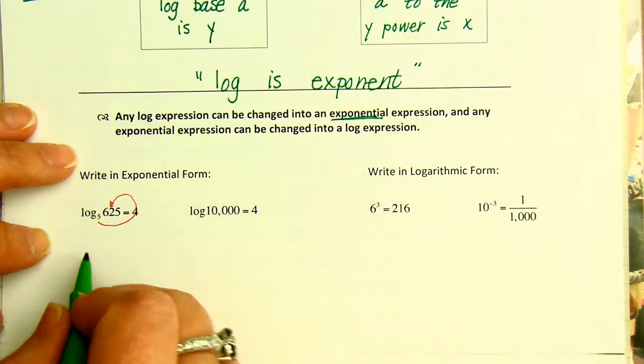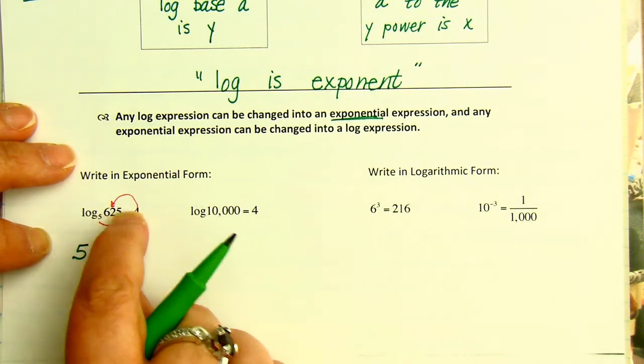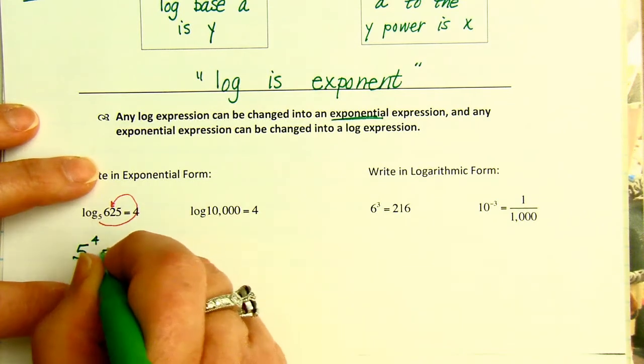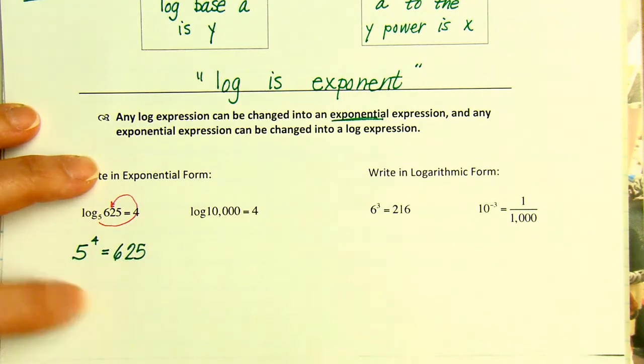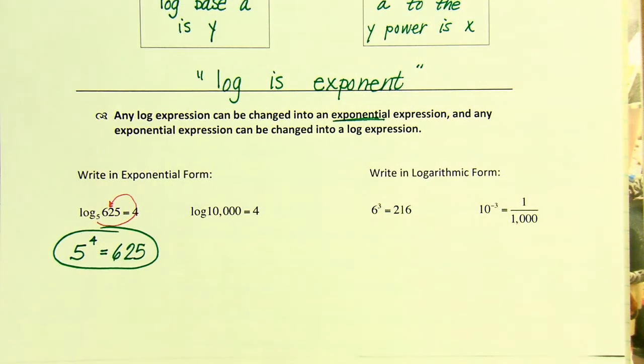The base is 5. The exponent, log is exponent, is the power of 4 equals 625. You could check on the calculator, raise 5 to the power of 4, and you're going to see that it is 625.